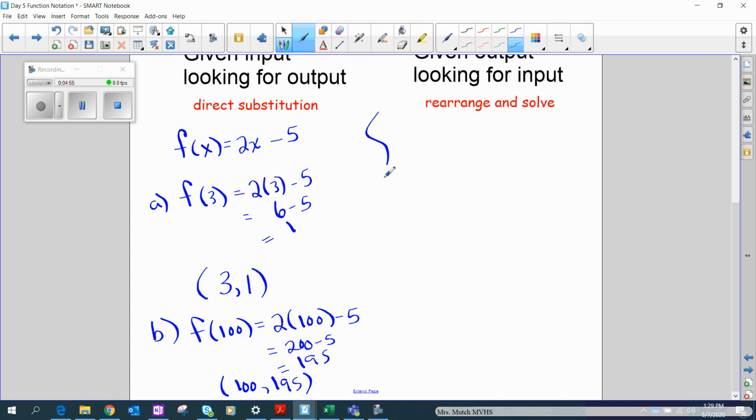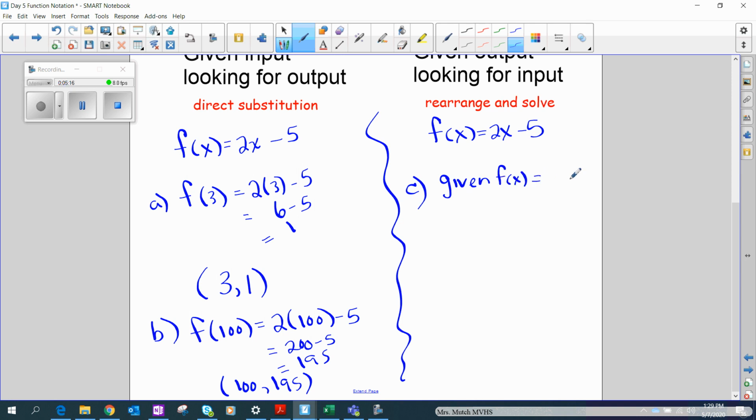The other type of question, I'm going to use the same function. So f at x is equal to 2x take away 5. The other type of question is when you're given f at x is equal to, let's say, 13. And then what they want you to do is to find x.